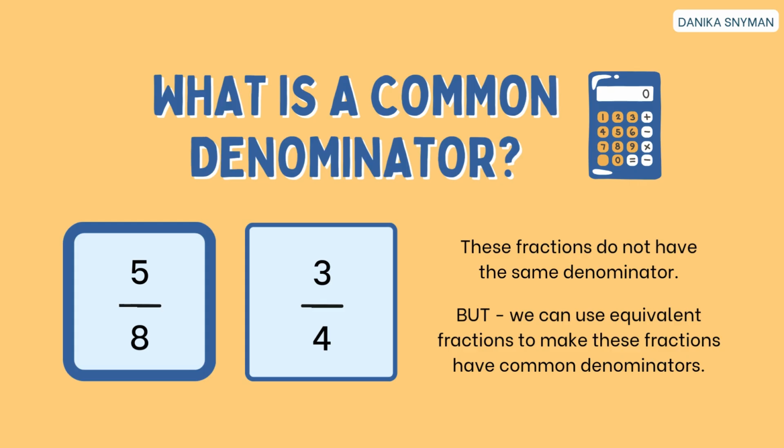So 5/8 and 3/4. The bottoms are different. One is an 8 and one is a 4, the denominators. But we can change them to have the same denominator. We do this by making an equivalent fraction. Remember, equivalent means equal. So we want the same fraction, with the same denominator at the bottom. That means the same value, just different numbers.